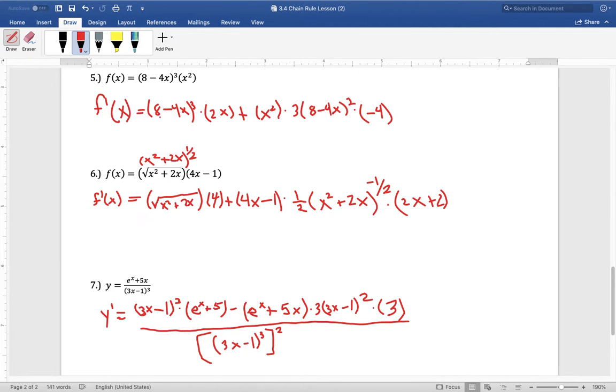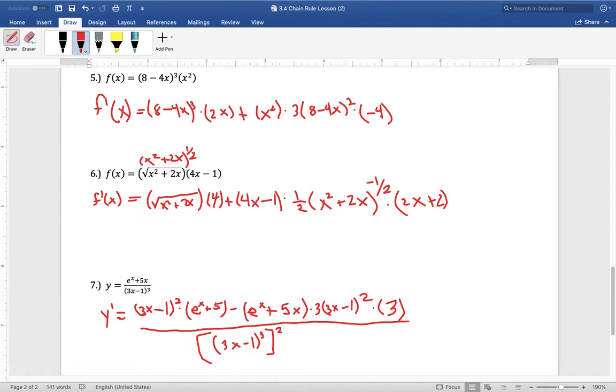This is a product rule, so it's the first, the times the derivative of the second, so that's normal, plus, and then here's where the chain rule comes in. It's the second times the derivative of the first. Derivative of the first is 3. Leave the inside alone to the second times the derivative of the inside.